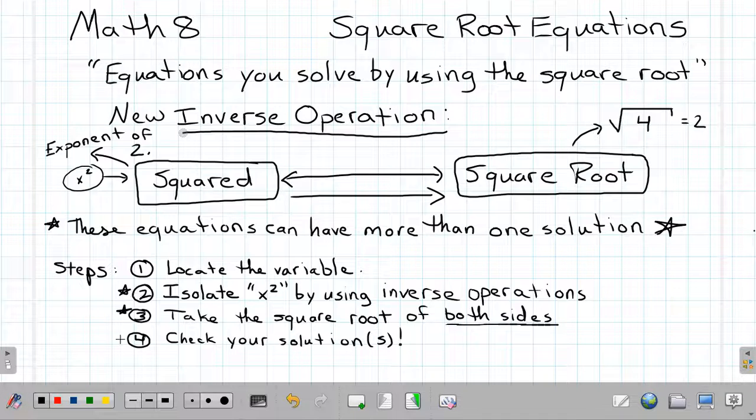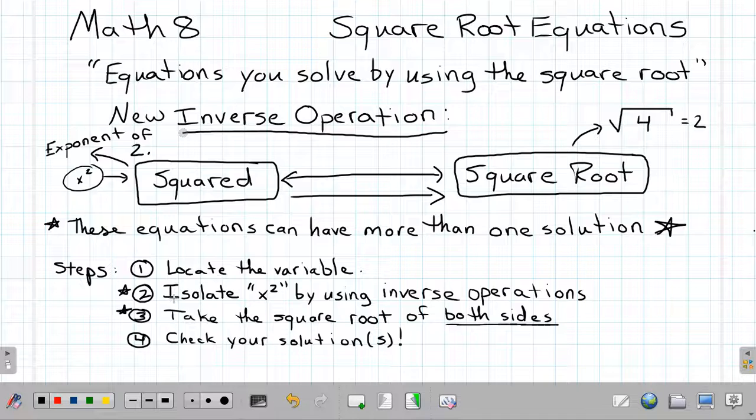On top of that, the last step here is to check your solutions. Just like with any equation, when you get an answer, you can plug it back into your equation and make sure that it works, make sure that it's true, okay? Now the steps in the middle, steps 2 and 3, are where these kinds of equations become a little bit different.